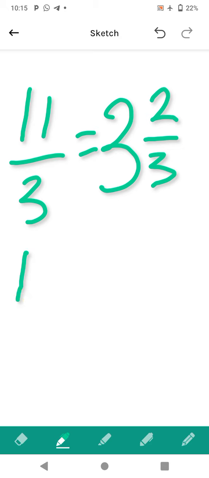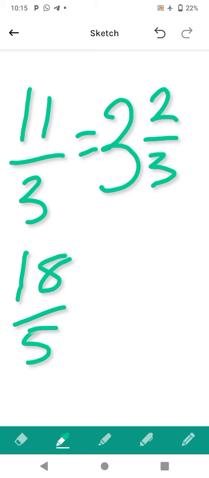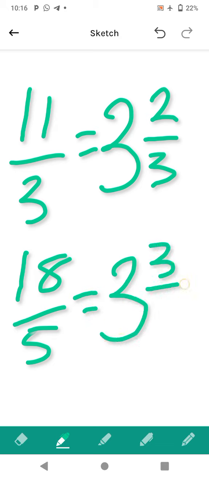So if I have, let's say, 18 over 5, my answer will be 3 whole number 3 over 5, because I have only 3 groups of 5 in 18. That's a big 3, and there will be remainder 3. And that remainder 3 is written as the numerator. That's the idea. But what if we are asked to convert from the mixed back to improper?